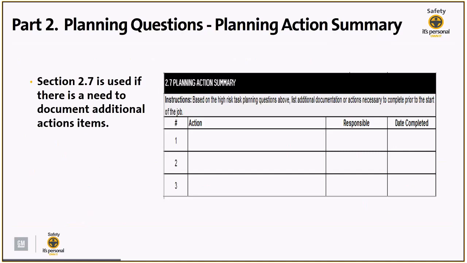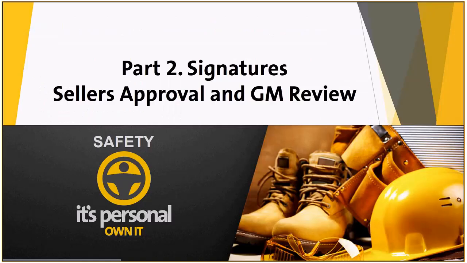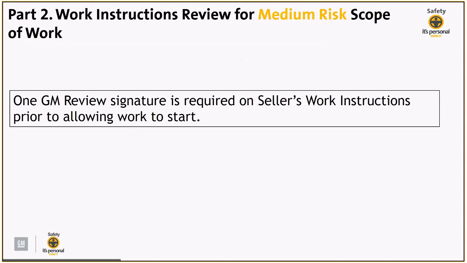Section 2.7. This section is used if there is a need for additional documentation or for additional action items. So now let's take a look at the last part of part 2, which is the signatures, which is required. Keep in mind, we're looking at it from a standpoint of the sellers approving it and GM reviewing. So, work instructions review, just a reminder there, for a medium risk scope of work, there is one GM signature required on the seller's work instructions form prior to allowing the start of work.